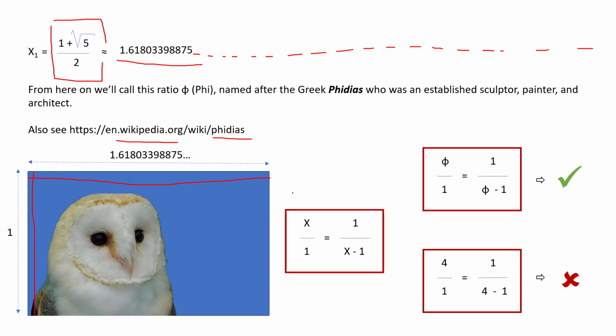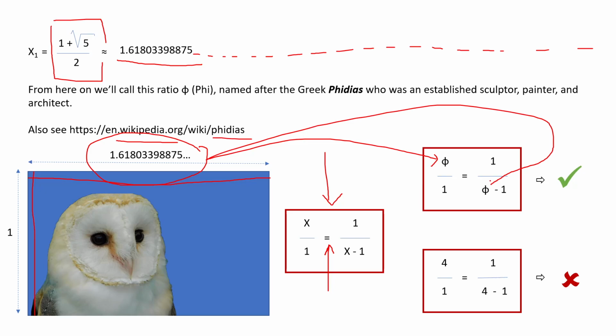Now, why is this so special? Because if you look at our original equation, x over 1 equals 1 over x minus 1, that equation only holds true if you plug in phi there. So you get 1.6 divided by 1 equals 1 over 1.6 minus 1. And you will see if you calculate this stuff, that's actually correct. But it won't work for any other value.